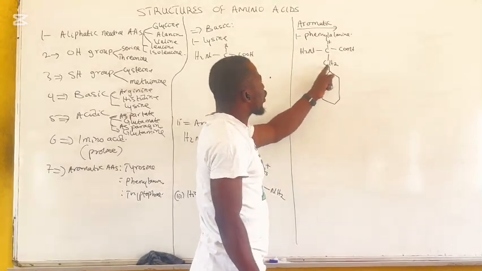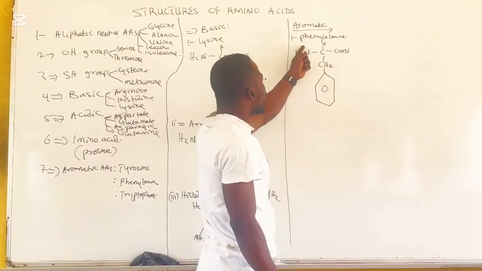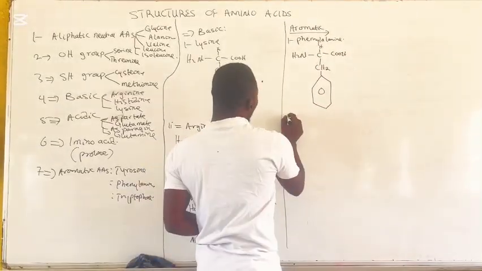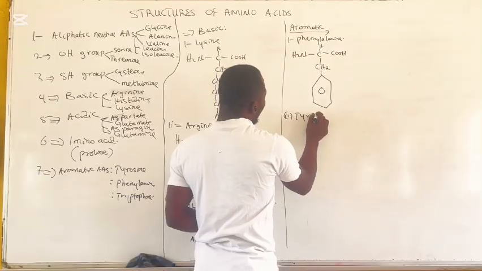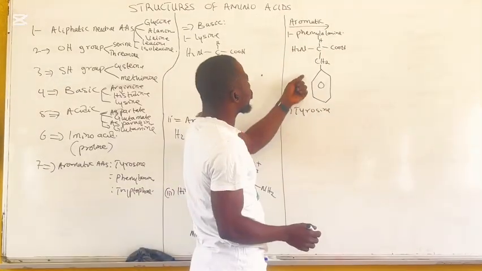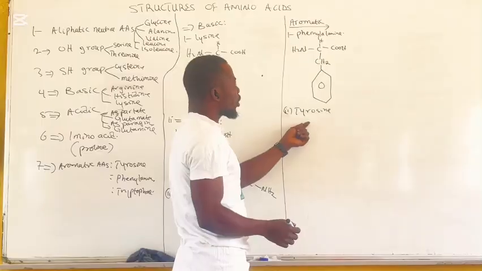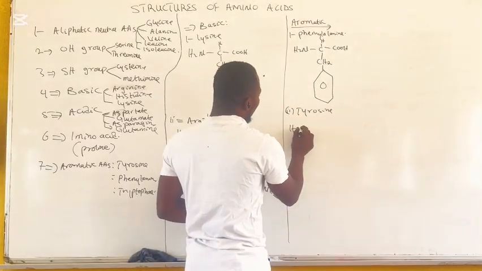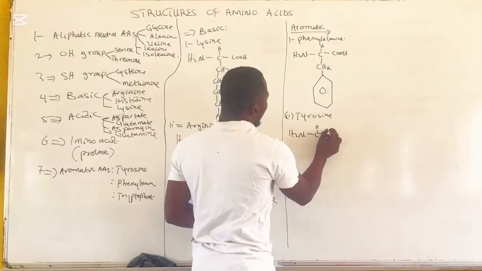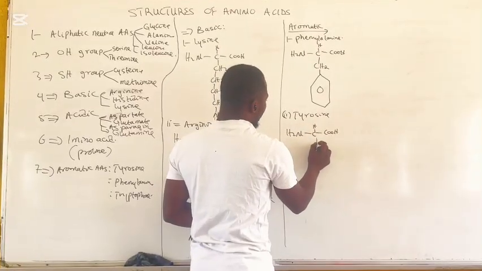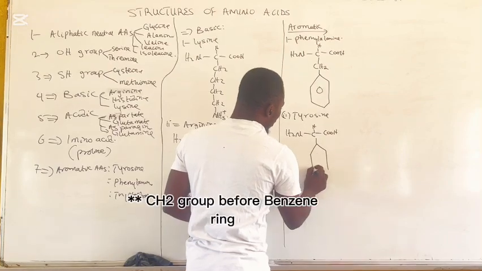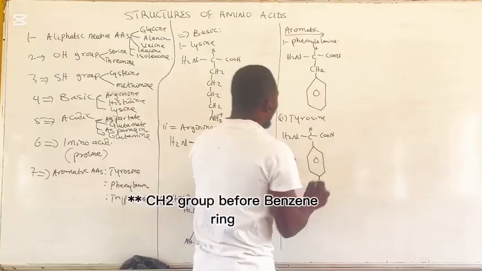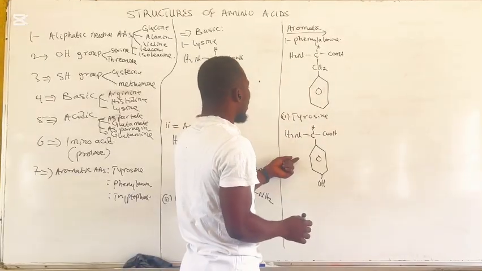Alanine is just having CH3 as the R part, but since we are having phenylalanine, we just add a benzene ring to the alanine. The next one is tyrosine. Tyrosine is very similar to phenylalanine, just that in tyrosine you add OH to phenylalanine. After drawing the phenylalanine, you add OH. So this is phenylalanine and tyrosine.